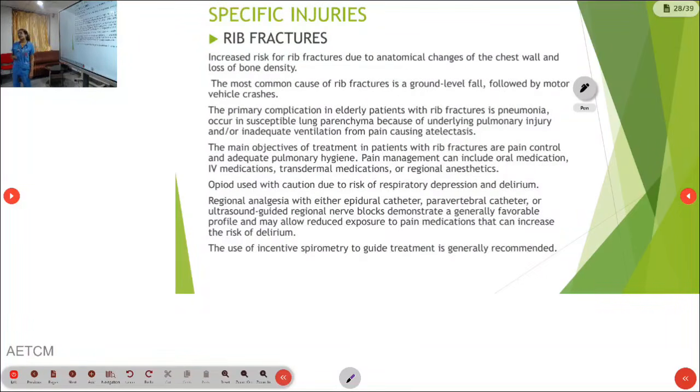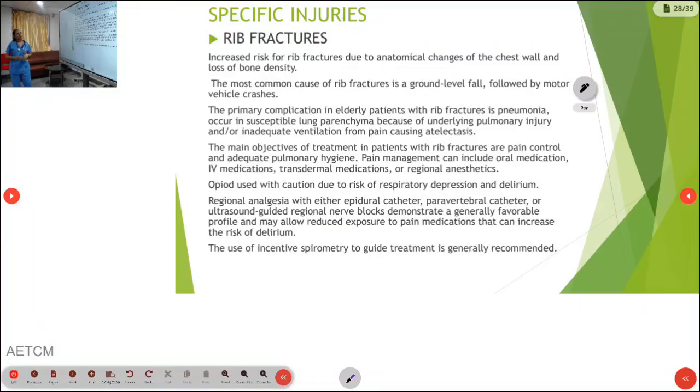So there are specific traumas that are common in elderly people. The first one is rib fracture. There is an increased risk of rib fracture because of the anatomy of the chest wall. The chest wall is more rigid in older people as compared to younger people, and there are also osteoporotic changes. So the chance of rib fractures is higher, even from a ground level fall.